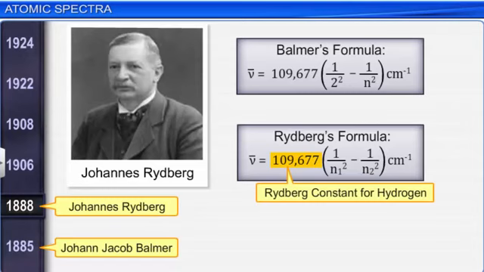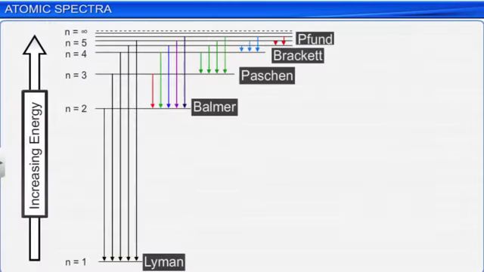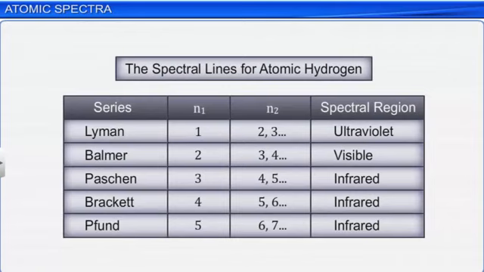The first 5 series of lines that correspond to n1 equal to 1, 2, 3, 4 and 5 are known as Lyman, Balmer, Paschen, Brackett and Pfund series respectively. Each of these series shown in the table represents the line spectrum emitted by the electrons of the hydrogen atom when they change state from n2 to n1 principal energy levels. Here, n1 and n2 represent the lower and higher energy levels respectively.